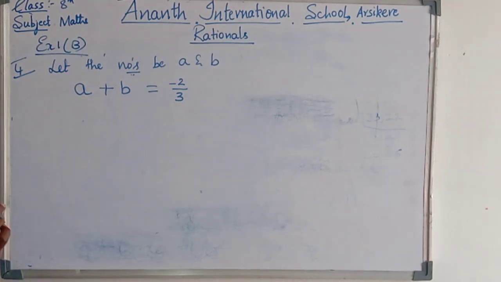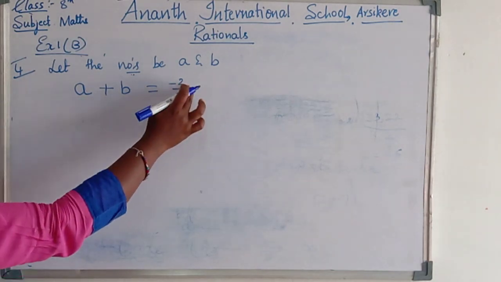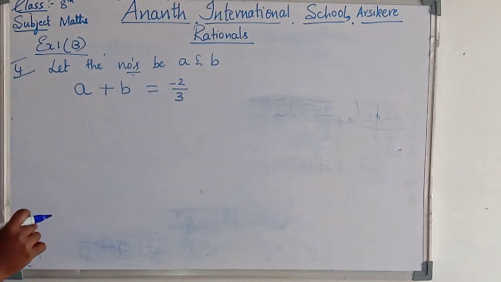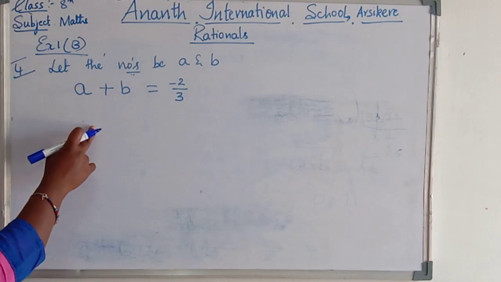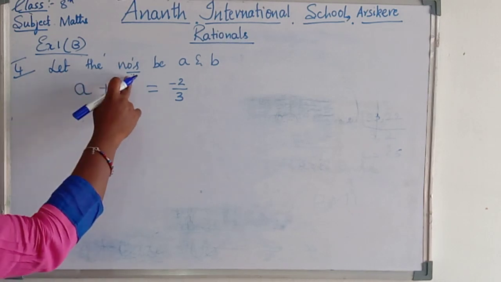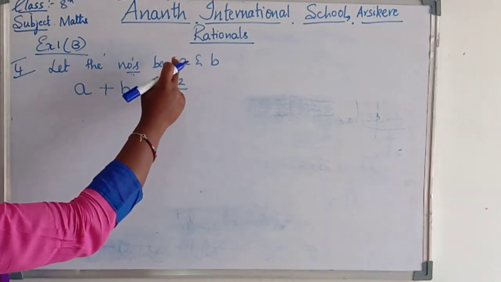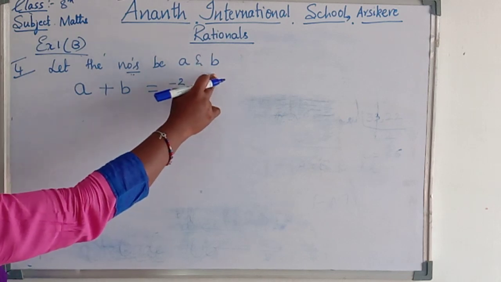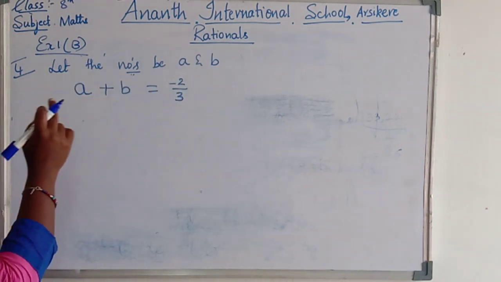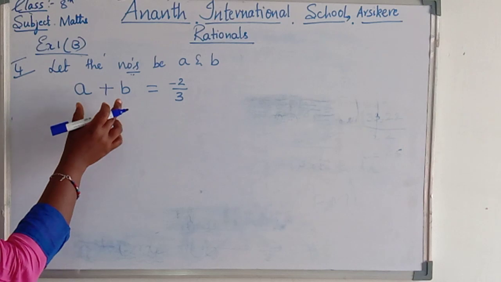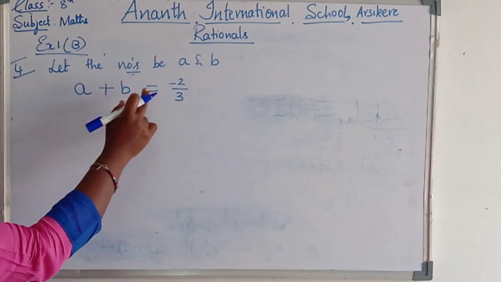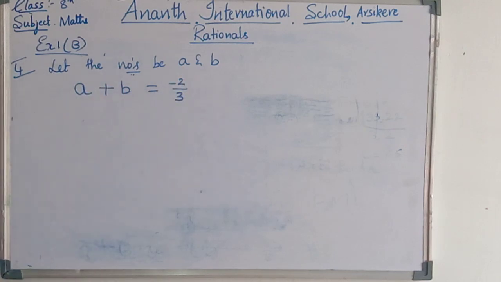According to the statement, I am writing the equation here. The sum of two rational numbers is minus 2 by 3. They have not given both rationals, only one rational. So we have to find the other rational. Before that, we first create the equation. Let the numbers be A and B. A is one rational, B is another rational. According to the question, sum of two rationals means A plus B is equal to minus 2 by 3.